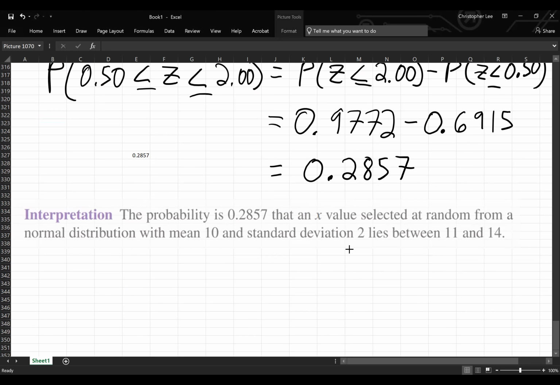So here's a little interpretation, right? So the probability is 0.2857, right? That an X value selected at random from a normal distribution with mean 10 and standard deviation 2 lies between 11 and 14, right? That's the interpretation of it. All right.